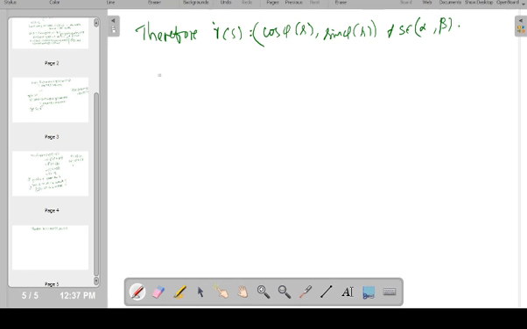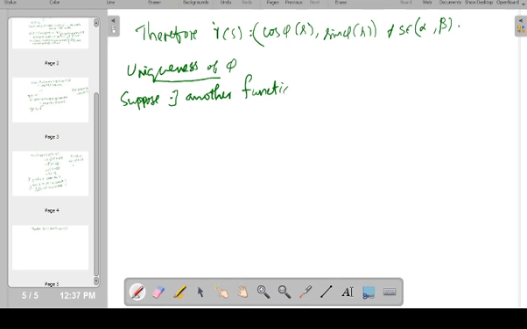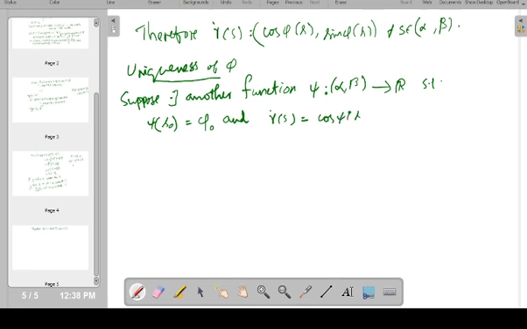Now this is existence. Now uniqueness of phi. So suppose there exists another function psi with the same properties, psi from alpha beta to R such that psi at s0 is equal to my initial value phi0, and gamma dot of s equal to cosine psi of s, sine psi of s, not phi, psi.